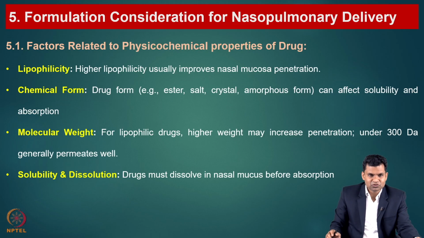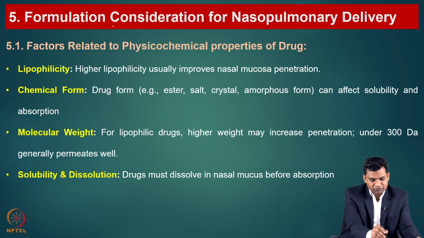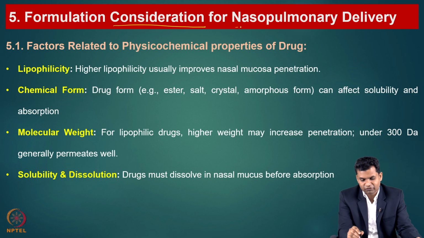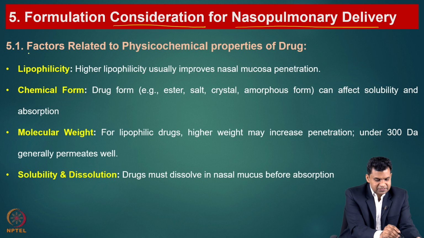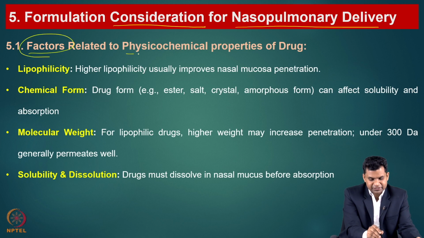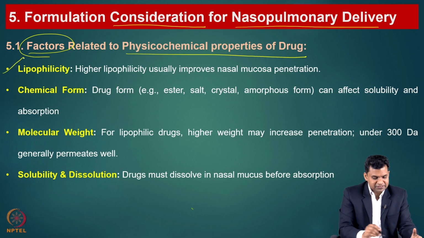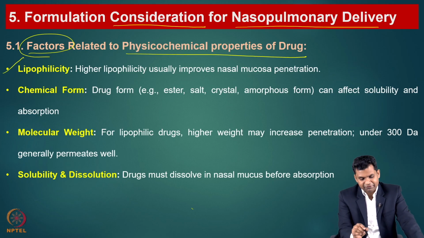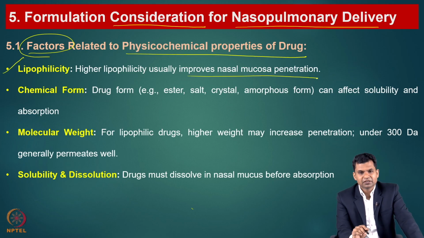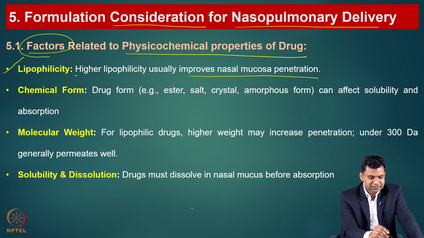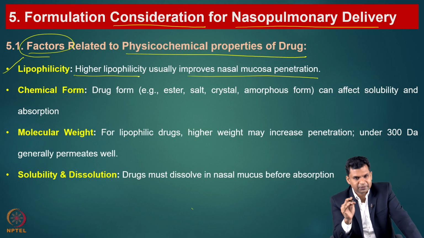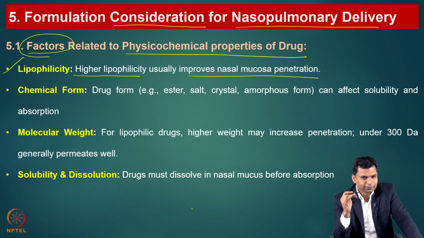Now, here we will discuss one more topic, the formulation considerations for nasopulmonary delivery. Here we are going to discuss the factors related to the physicochemical properties of the drug. The important point here is lipophilicity, which is very important for permeation and will improve nasal mucosa permeation. So, higher lipophilicity is preferable for permeation, and that needs to be optimized.